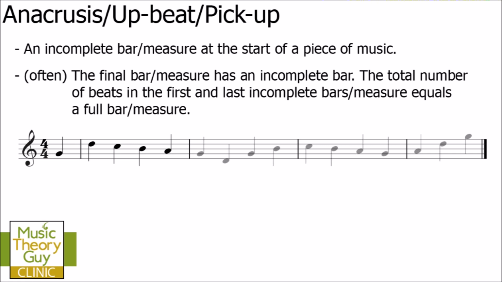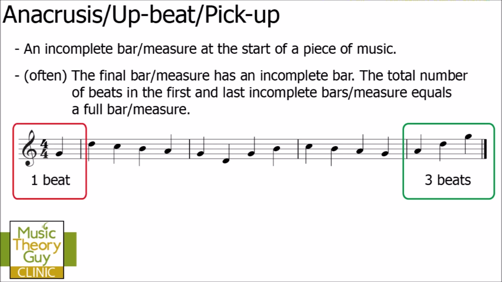So here's the rest of our melody we looked at a moment ago. We can see that in the final bar, there are only three beats. In the opening incomplete bar, there is just one beat. So 3 + 1 = 4. So in other words, the total of the end and the first incomplete bars must equal that time signature in this melody, which is 4-4.